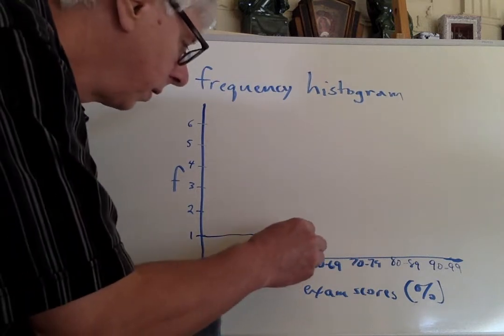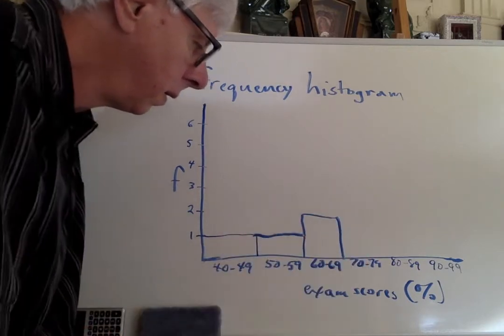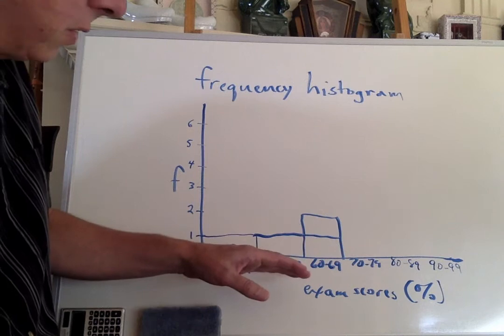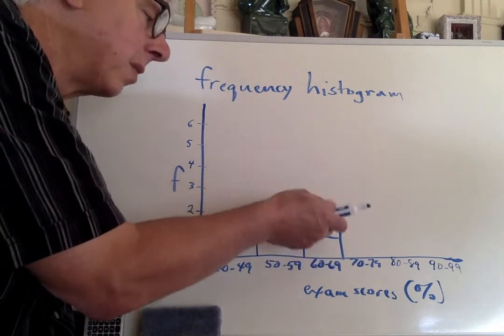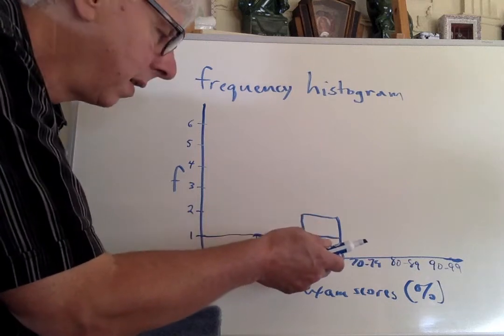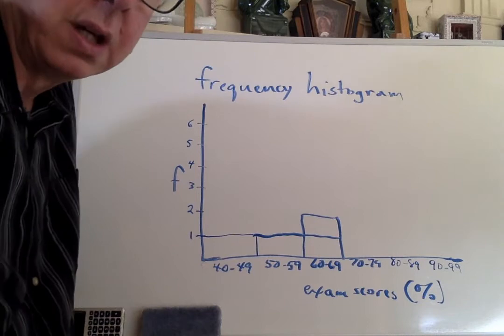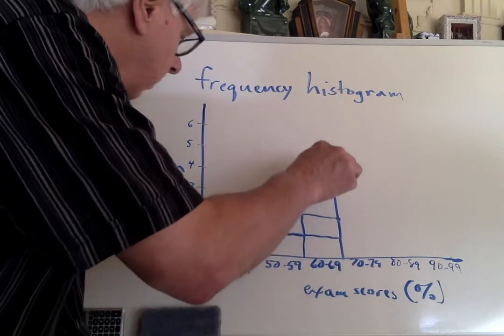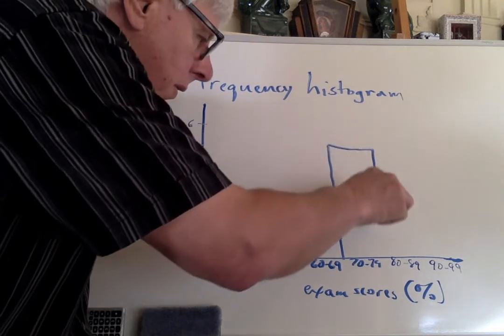2 people scored in the 60s. Now, I'm just going to make this into 2 boxes just so that you can see. I mean, the reason that this bar is higher is because there's 2 boxes there, right? But all of the units of this graph are these boxes. How many people in the 70s? 6 people in the 70s, okay? And that was our modal interval.